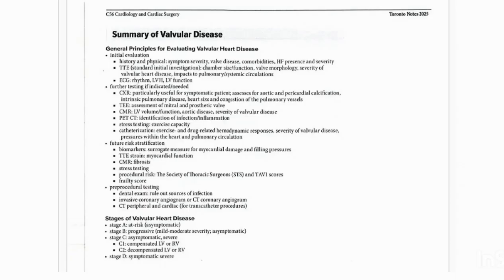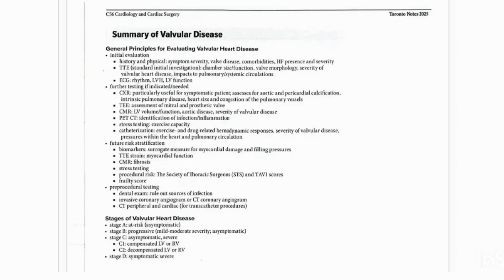The cornerstone of diagnosis is the transthoracic echocardiogram, or TTE, which is considered the standard initial investigation. Echocardiography provides information about chamber size, ventricular systolic function, valve morphology, the severity of valvular stenosis or regurgitation, and its effect on both the pulmonary and systemic circulation.